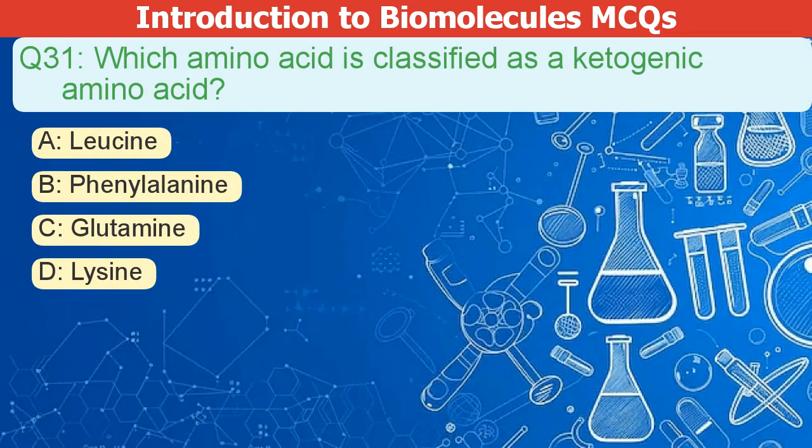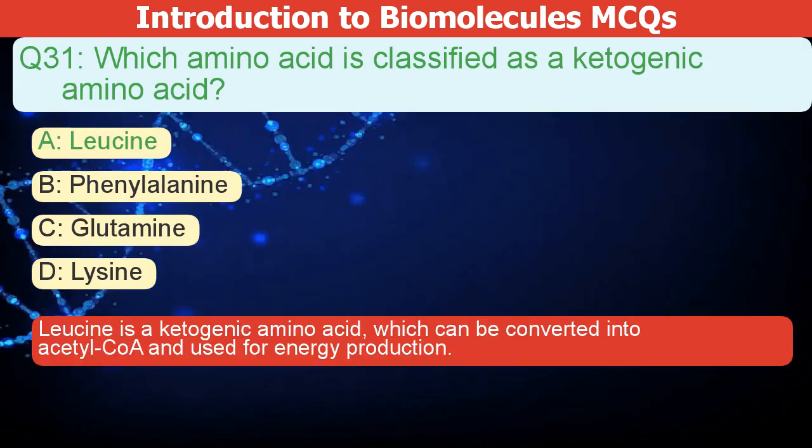Which amino acid is classified as a ketogenic amino acid? A. Leucine. B. Phenylalanine. C. Glutamine. D. Lysine. The correct answer is A. Leucine is a ketogenic amino acid, which can be converted into acetyl-CoA and used for energy production.